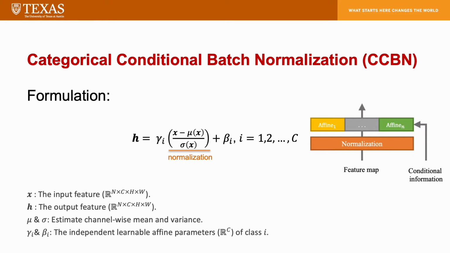Later on, categorical conditional batch normalization was proposed based on batch normalization, aiming at supporting conditional information, which is widely used in conditional image generation and multiple style transfer. It is composed of a normalization layer and a set of independent affine layers. The conditional information controls the activation of the affine layers.